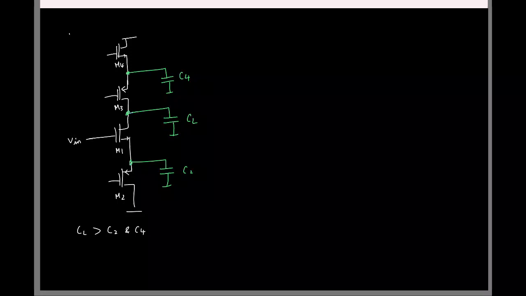So what will be the dominant pole, or which capacitor will contribute to the dominant pole? CL, right? Simply because I told you this is much larger, so it makes sense. This most likely will contribute to the dominant pole, and for that you just need to find the impedance looking into this capacitor.